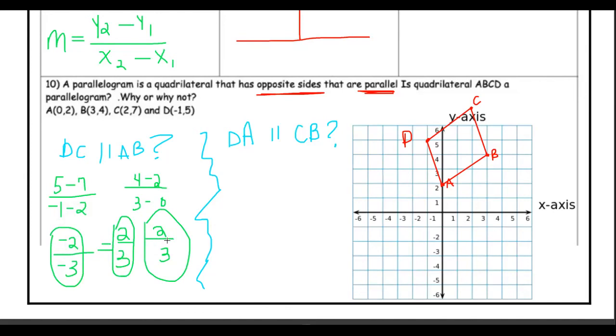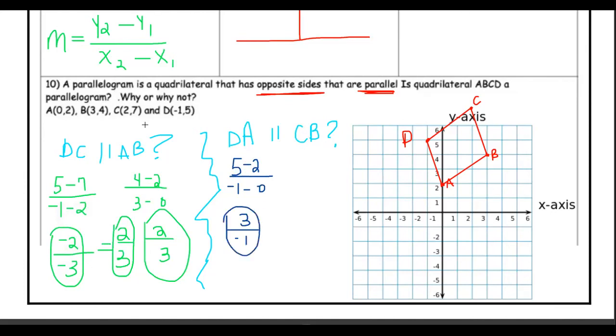But we can't stop there. We have to check the other two. And that's the only way we can say with certainty that this is a parallelogram. So we'll do DA. This time I'm using point D and point A. 5 minus 2 over -1 minus 0. 5 minus 2 is 3. -1 minus 0 is -1. Okay. So our slope comes out to be -3 if we simplify right here.